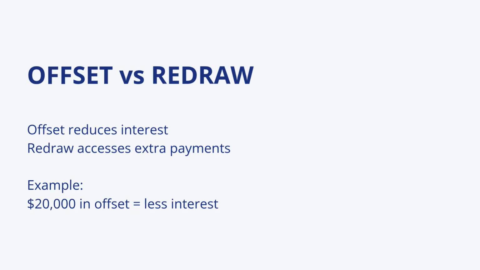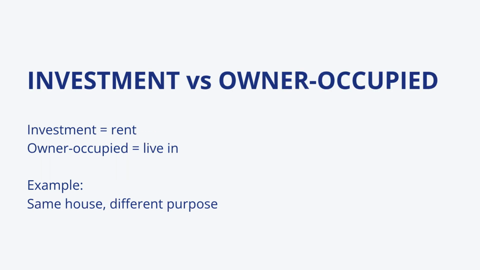If you have $20,000 in an offset account, interest is calculated as if your loan were $20,000 smaller. Redraw allows you to take out extra repayments you have already made. An investment property is purchased to earn rental income. An owner-occupied property is the home you live in. The same house can be either, depending on how it is used.